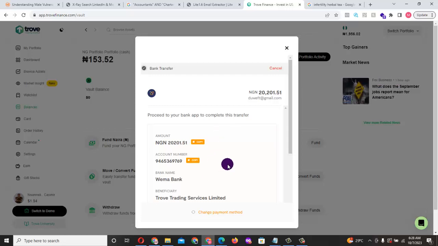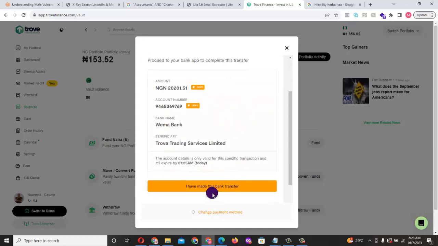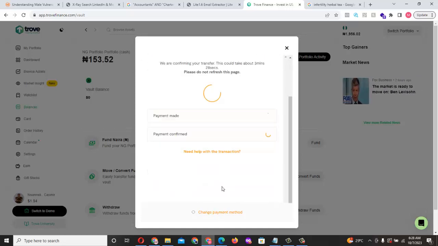Okay, I have made the transfer. It will take a few moments to reflect in this account, so I say I have made this bank transfer. Payment confirmation could take a few minutes, like 3 minutes, because you are paying from your local mobile bank account, so it will take a few minutes. I'll receive the debit alert on my mobile phone.